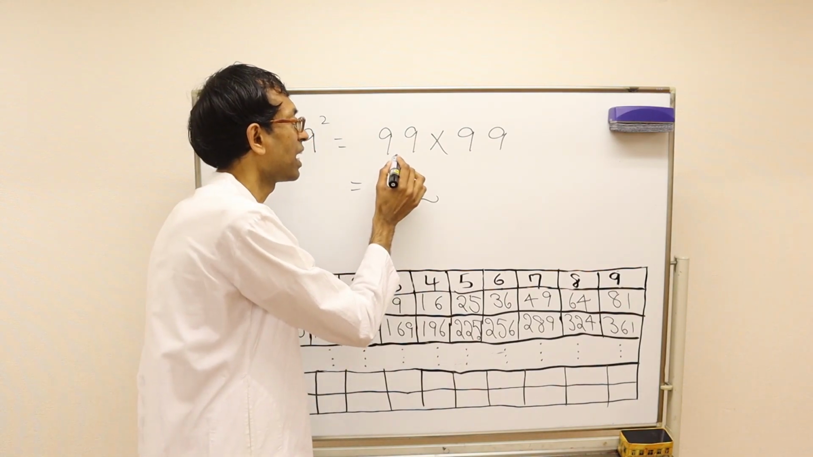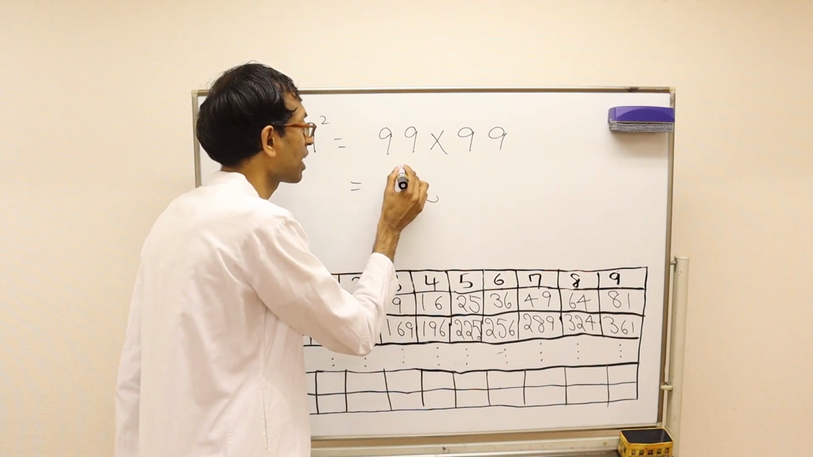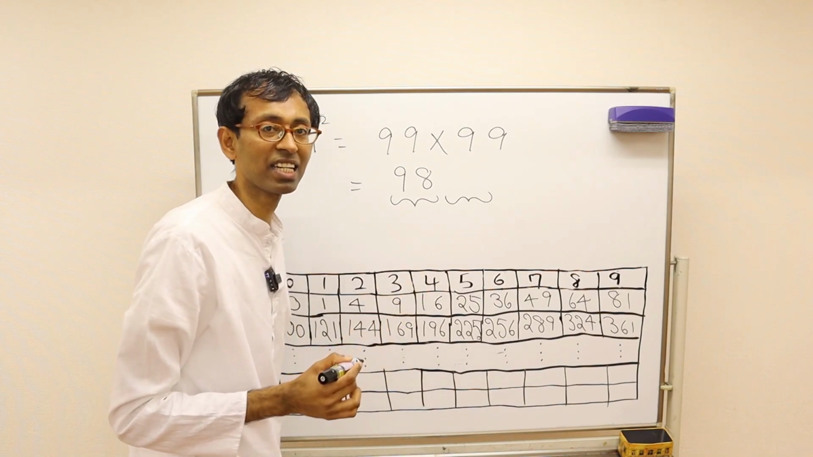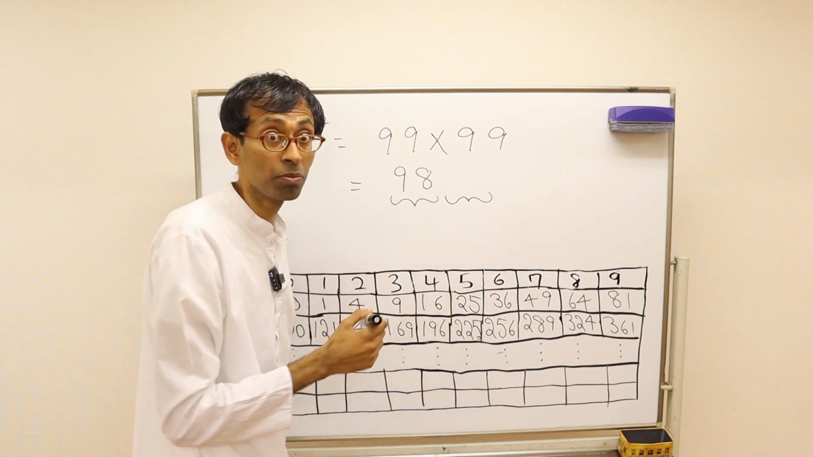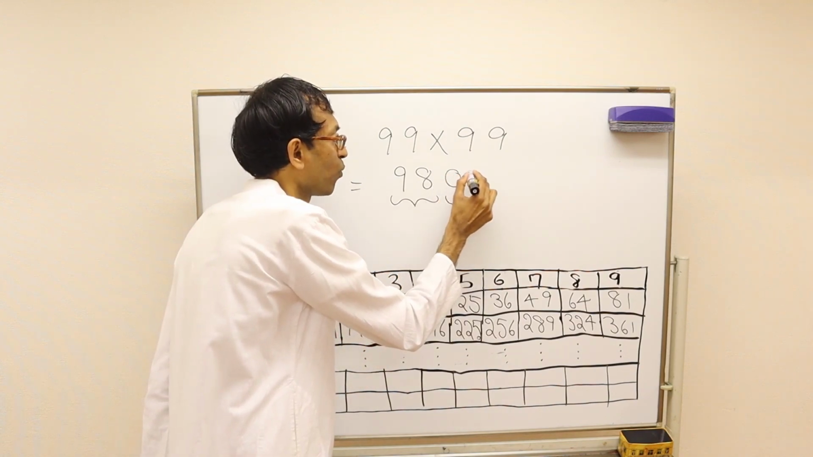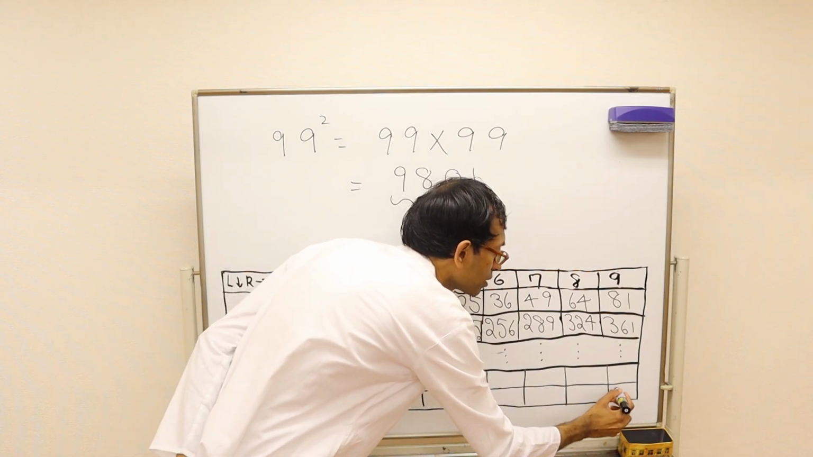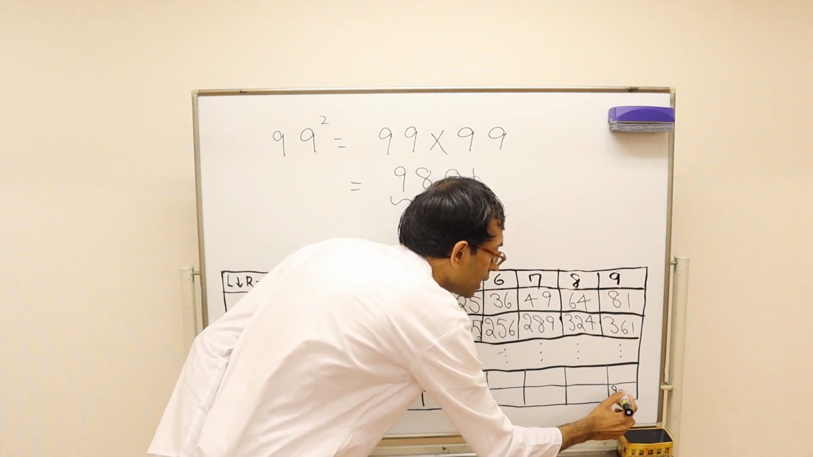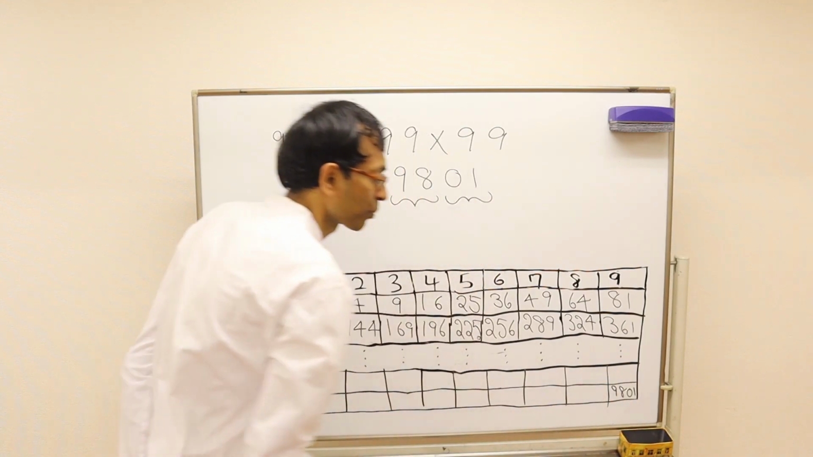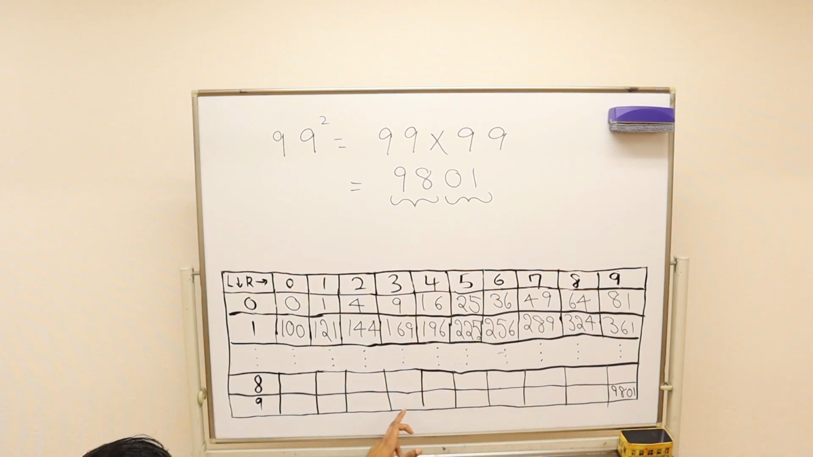Okay, now how to get the answer? Step 1, 99 minus the proximity, which is 1, so that's 98. And then you have another 2-digit answer here. So what is the proximity? 1. 1 times 1 is 1. We write it as 01. So 99 square is 9801.